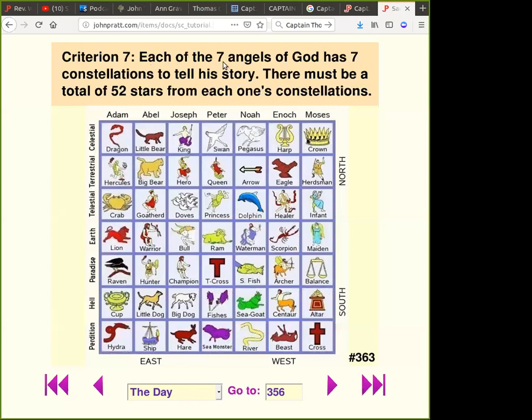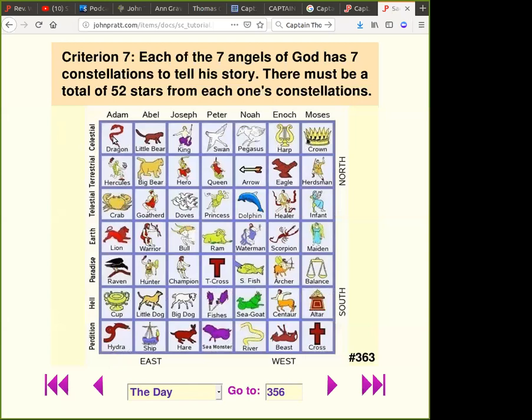7 divides evenly into 364, 52 times, just like 7 days in a week, 52 weeks in a year. So each of these 7 angels, and their names are at the top, the names they had in real life, has 7 constellations associated. And this took me a while to solve this puzzle, by the way. And each of these is going to have a total of 52 stars in their column. This is actually a map of the sky.